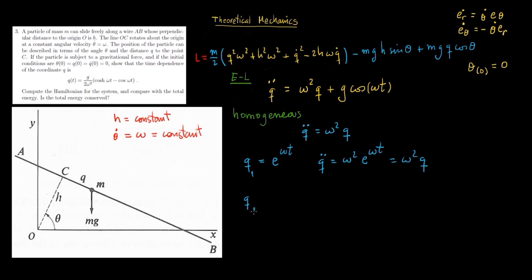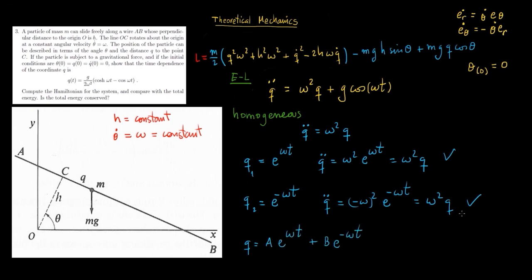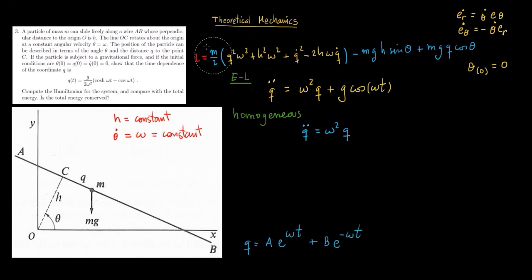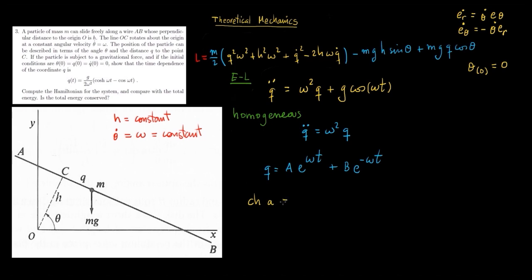Another possible solution is the same but with a minus, and let's see, q double dot equals minus omega square times the same exponential, so we obtain the same result. Both are solutions. Then the general solution is a times the exponential plus b the negative exponential. But it's possible to express the same homogeneous solution as hyperbolic functions.